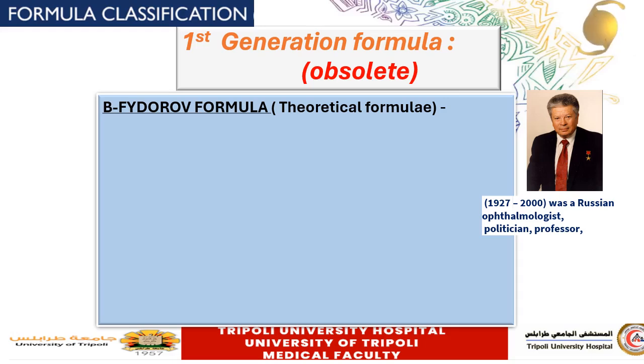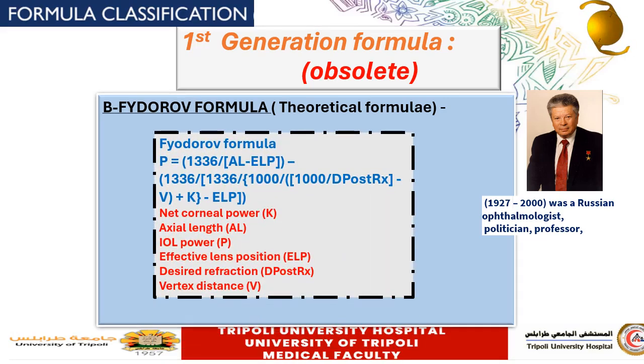This is the second type of IOL calculation formula, which was made by Dr. Fyodorov, who is from Russia, and he is an ophthalmologist who has many innovations in the field of ophthalmology, including radial keratotomy. And this is his theoretical formula based on the net power of the cornea and the axial length, and the estimation of the effective lens position based on these variables.